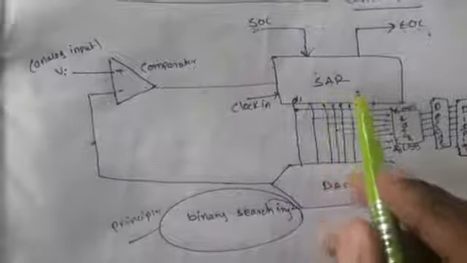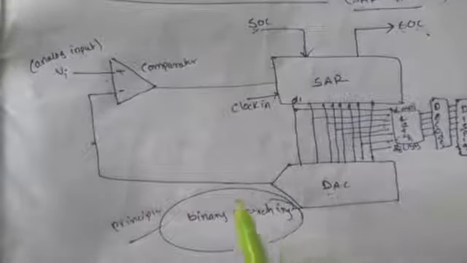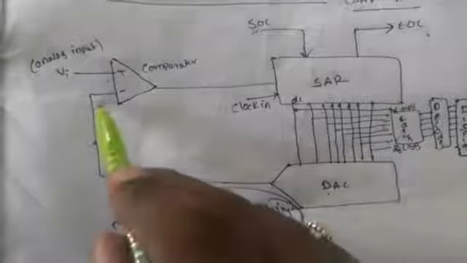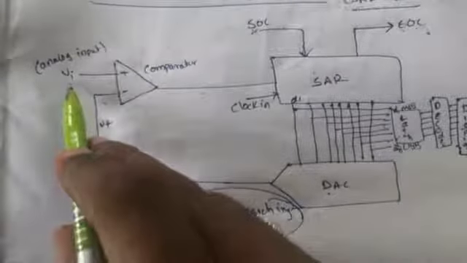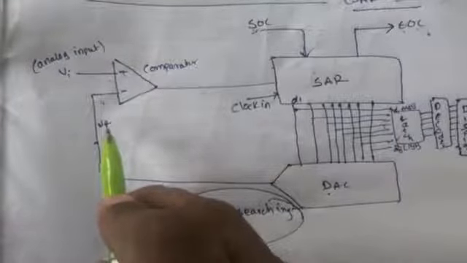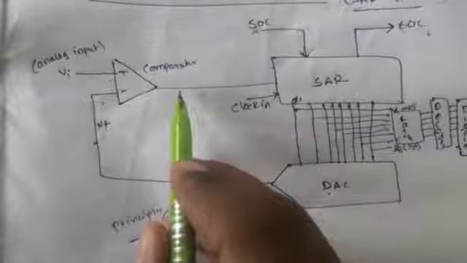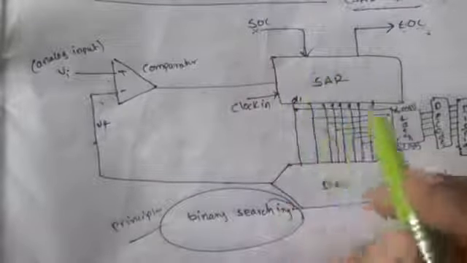Whatever the searching value is here, that will again be converted into analog form by the DAC, and this analog voltage will be compared with the reference voltage. This DAC voltage is called the reference voltage. The reference voltage and the analog input voltage are compared with each other, and the corresponding output is produced by the comparator. Either the comparator output is 1 or 0. If the comparator output is 1, it will be incremented again. That searching process will be done continuously.